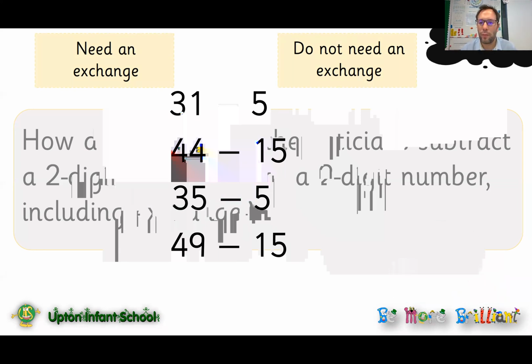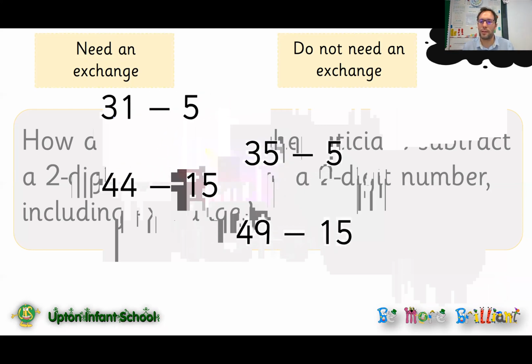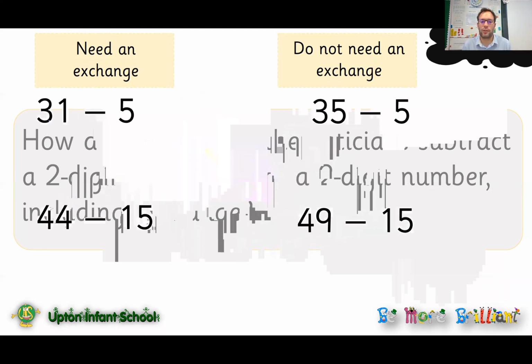Okay, what have you thought then? Well, let's see. Let's sort them into 2 piles. So the ones that will need an exchange will be all the ones that have got not enough 1s in the number that we're starting with to take away the ones that we want to subtract. So let's sort them into 2 piles. So 31 take away 5. We've only got 1 1 in 31, and we need to take away 5. So we will need to exchange one of the 10s for 10 1s there.